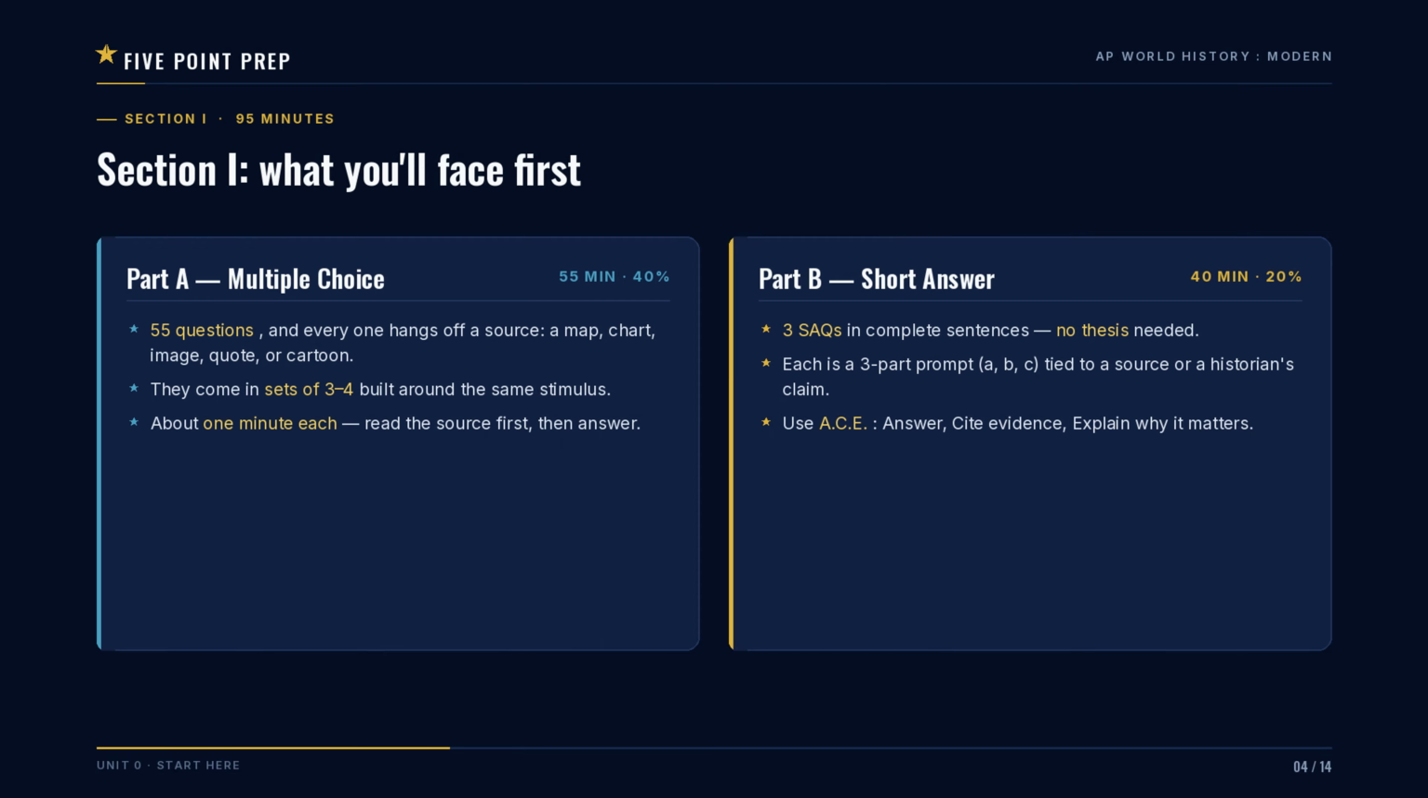Part B is the short answer section. 3 questions in 40 minutes. These are not essays. No thesis, just clear, complete sentences. Each question has 3 parts, A, B, and C. The move that works is A, C, E. Answer the question directly, cite a specific piece of evidence, and explain why it matters. Do that for each part, and the points add up fast.